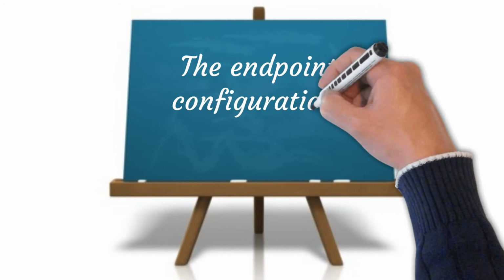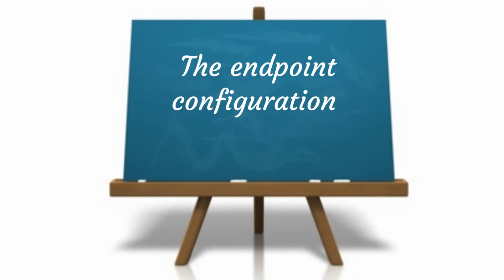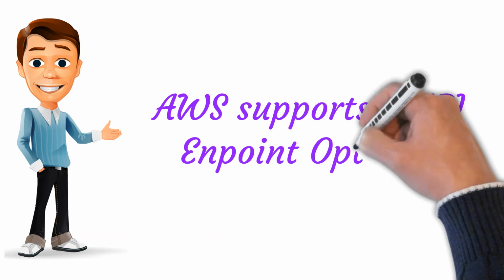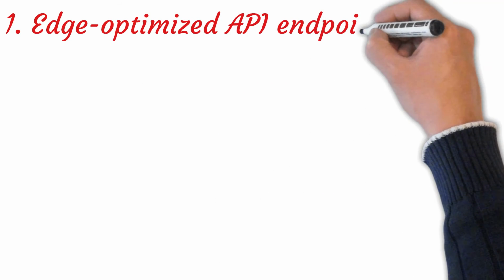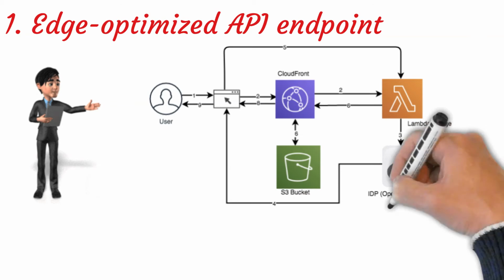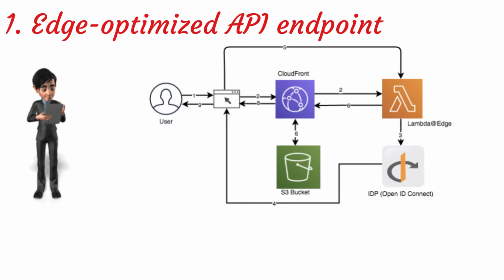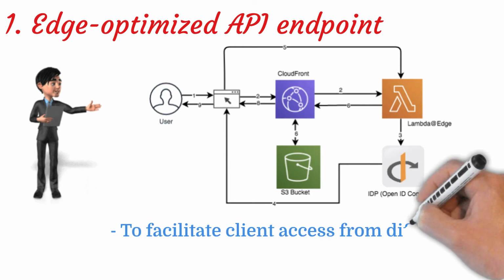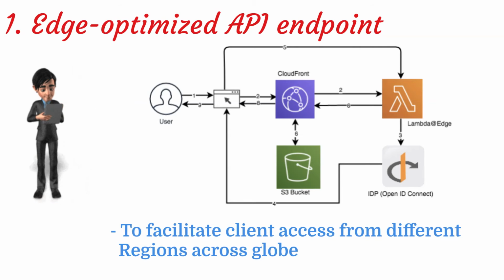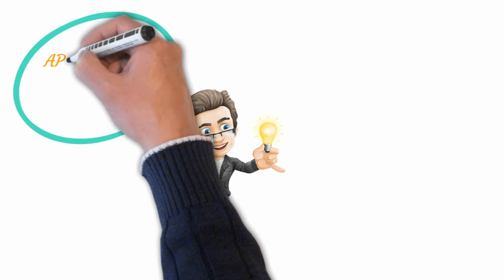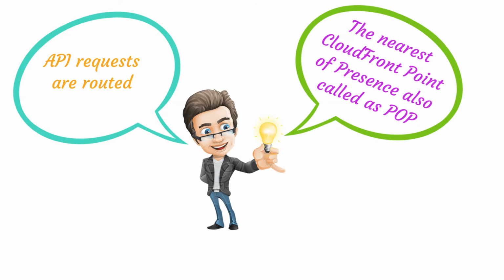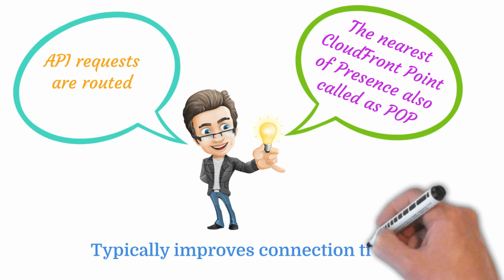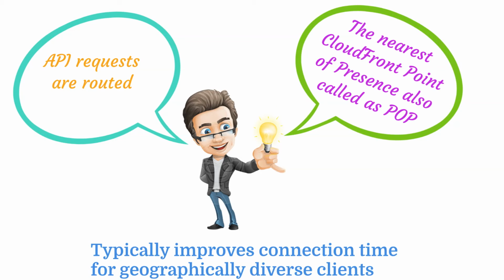Next important aspect is the endpoint configuration. AWS supports three options. 1. Edge-optimized API endpoint, where data is served with a CloudFront distribution to facilitate client access from different regions across the globe. API requests are routed to the nearest CloudFront point of presence, also called POP. This typically improves connection time for geographically diverse clients.